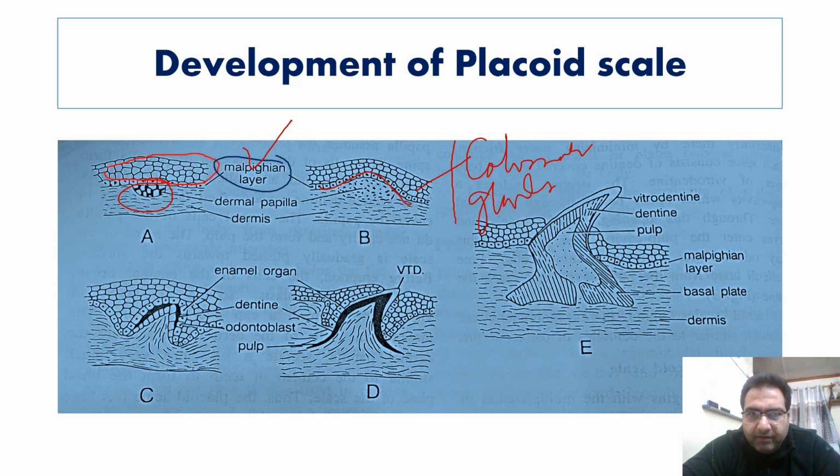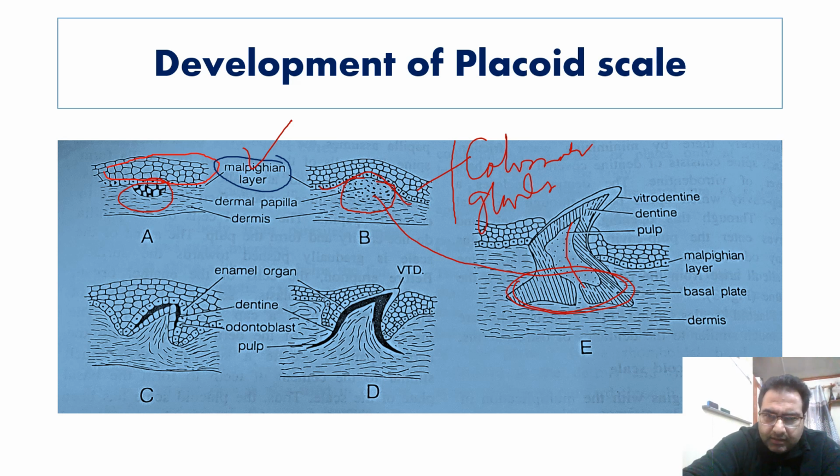This is the dermal papilla, which is just shown here. This dermal papilla assumes the shape of the basal plate and a spine. The cells on the surface of the papilla form a distinct layer, and now they are called odontoblasts.